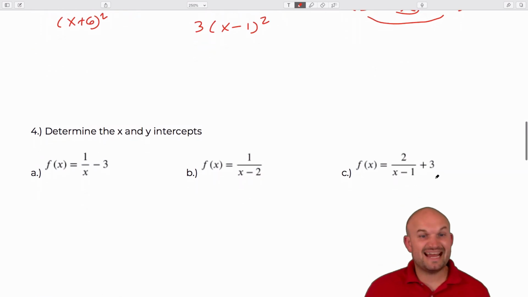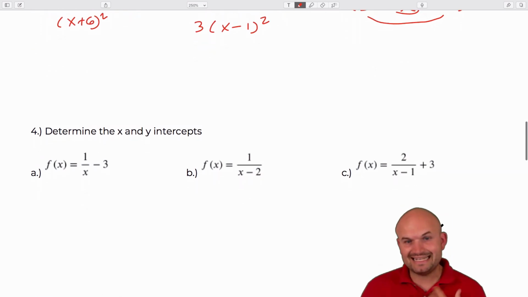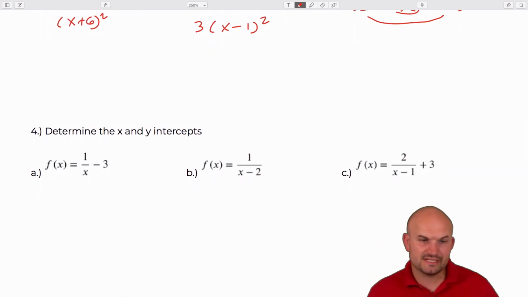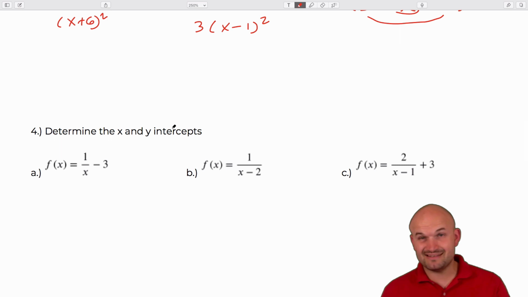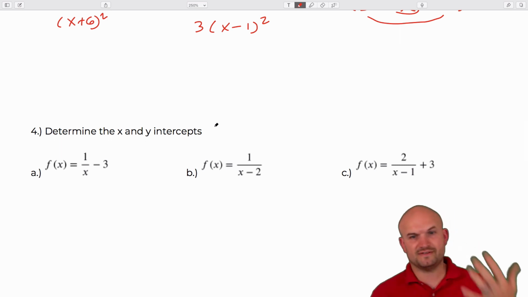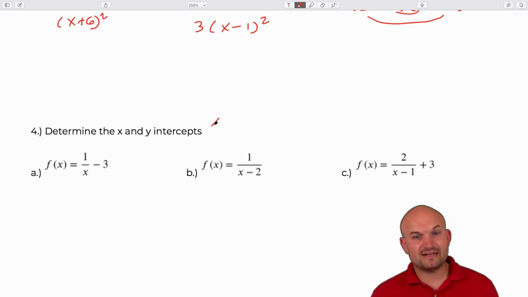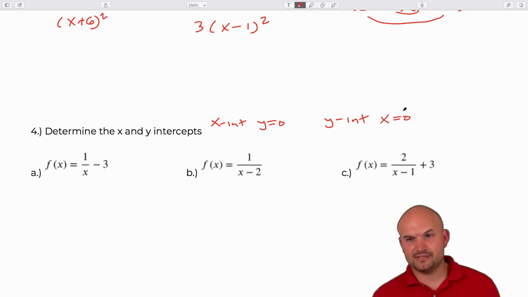All right, now getting on to the x and the y intercept. So we worked on this obviously in the polynomials, and we talked about it a little bit in the functions. So again, the same rules apply. It doesn't matter if this is a rational expression or if it's a polynomial. If I want to find the x-intercept, then y needs to equal 0. If I want to find the y-intercept, then x needs to equal 0.